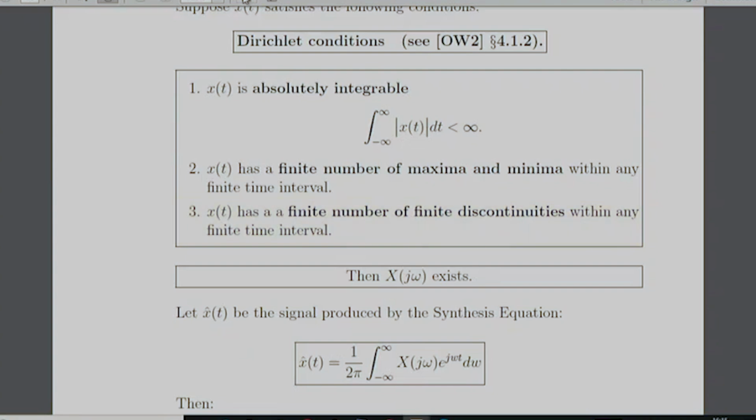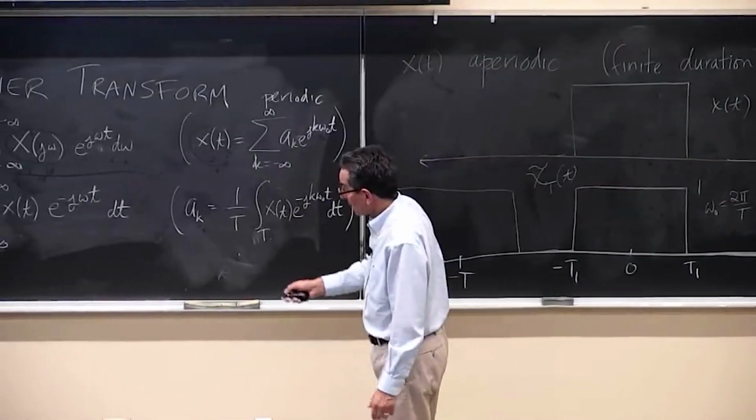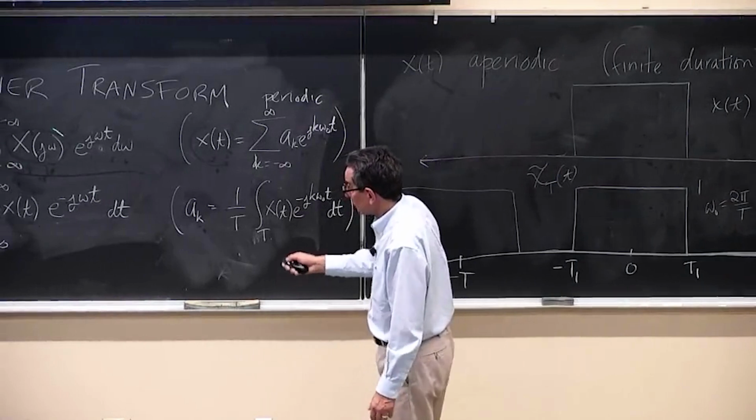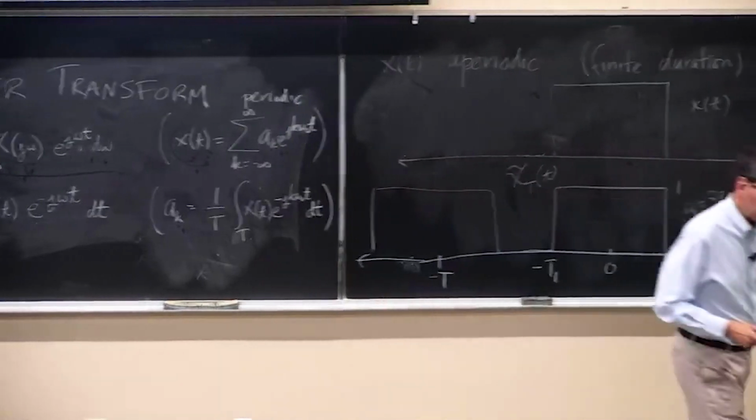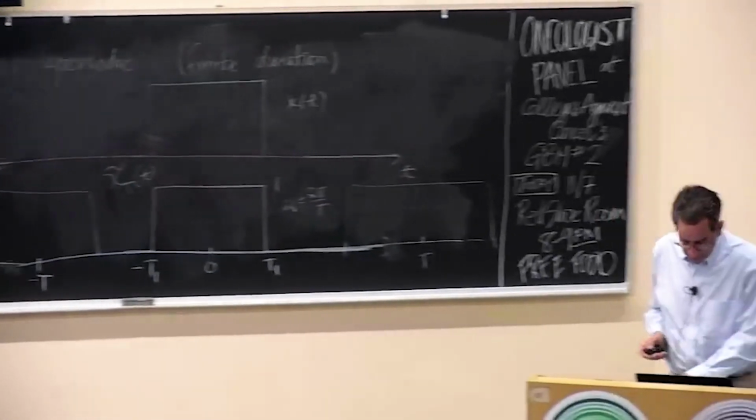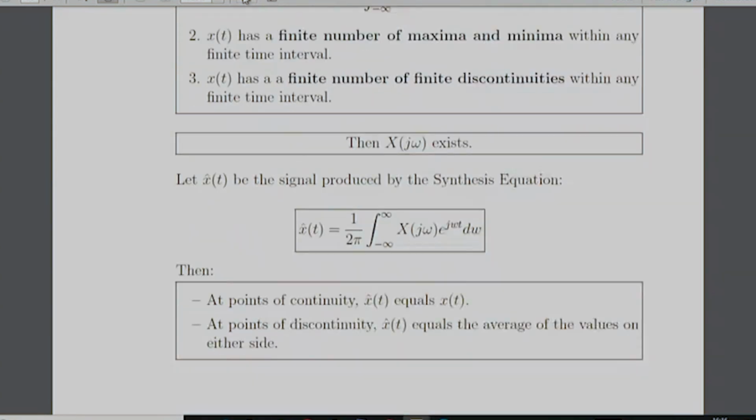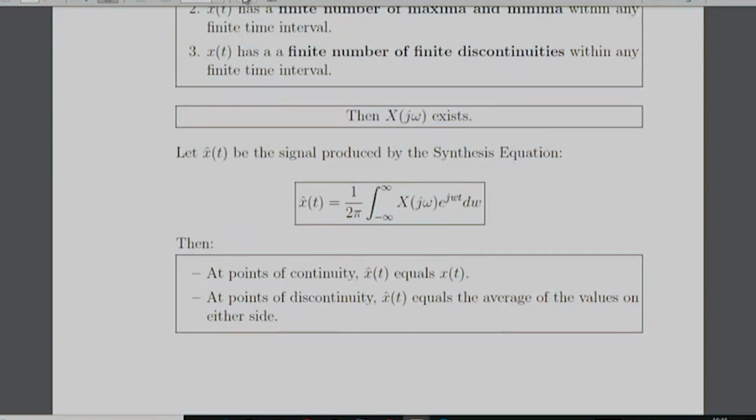So if those hold, then X of j omega exists. So you could get an X of j omega by integrating this, and you could then plug it in here. And then what you'll find is that you get pointwise convergence at the points of continuity. And at the points of discontinuity, the value of that integral will be the average of the values on either side.